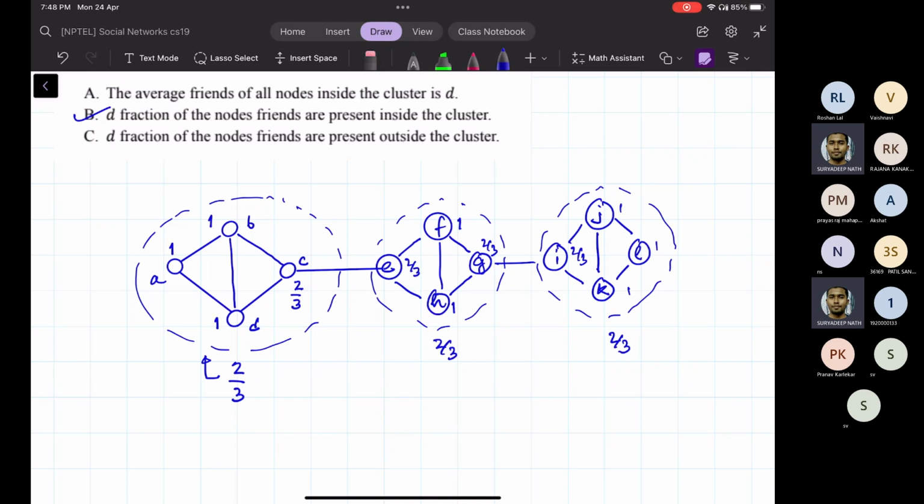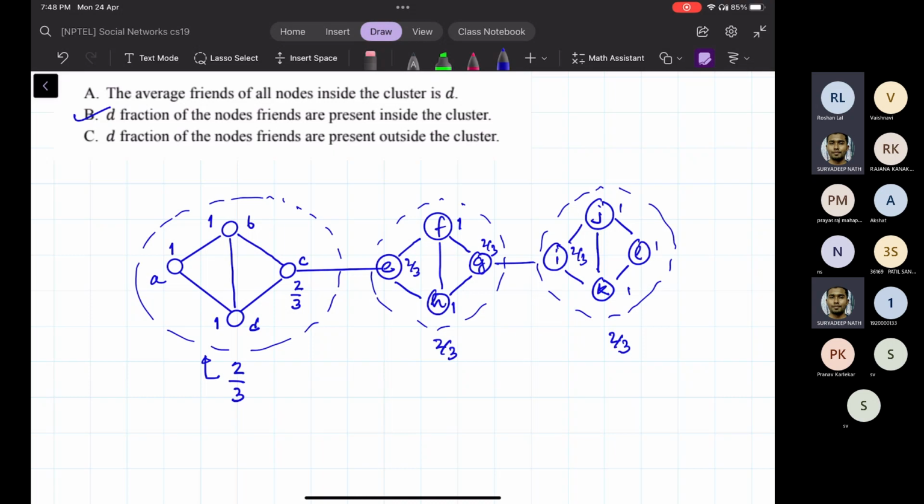friends within the cluster. So for A, it is 1. A has all his friends within the cluster. B has all his friends within the cluster. D also has all his friends within the cluster. For C, it has one friend outside and two friends inside, so it is two-third. So we can say for this cluster ABCD that all the nodes have at least two-third fraction of their friends within the cluster. That is the definition of cluster density. If you compute in a similar way for all the other nodes, it comes out to be two-third.